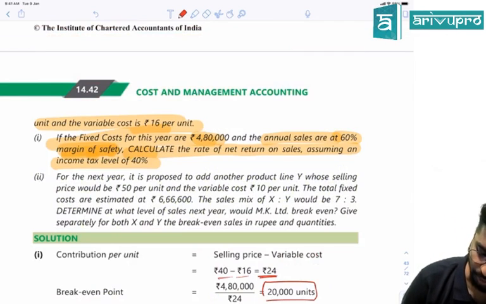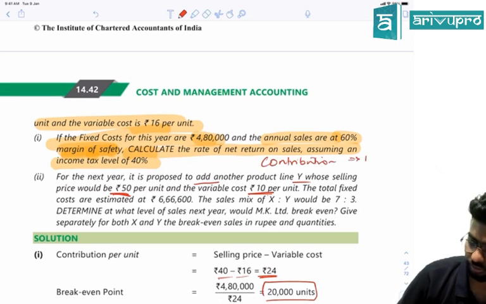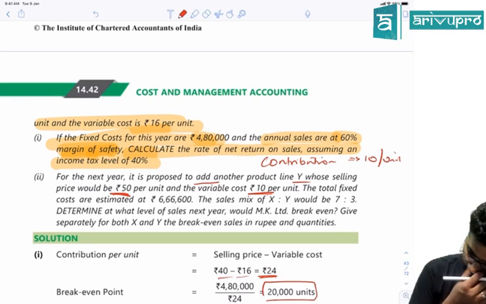For the next year, it is proposed to add another product line Y, whose selling price would be 50 per unit and variable cost is 40. Therefore, I know I'm going to be making a contribution of 10 per unit. The total fixed cost are 6,60,000. The sales mix is 7:3. Determine what level of sales would break even.